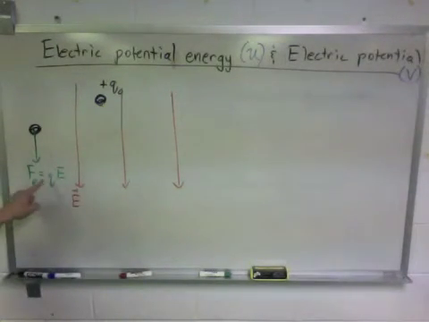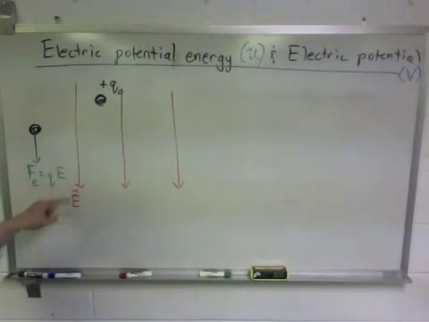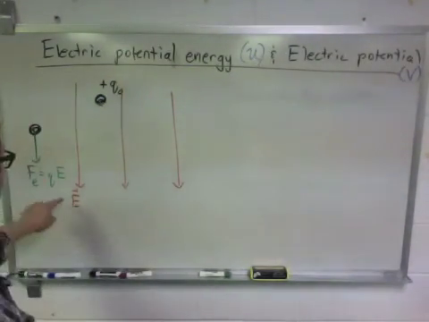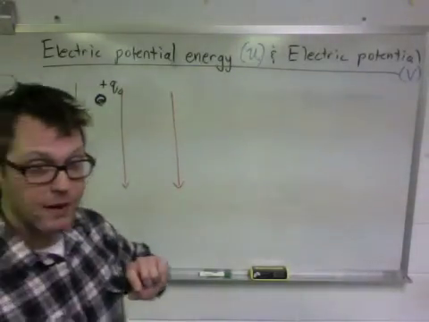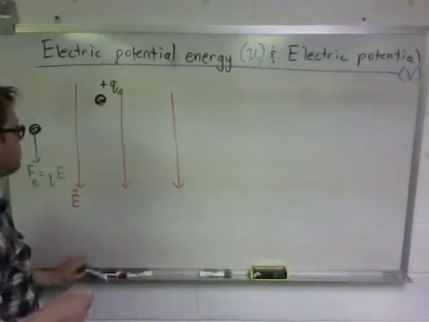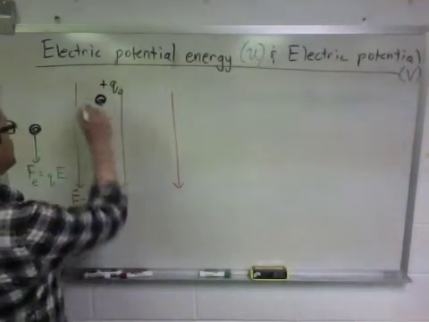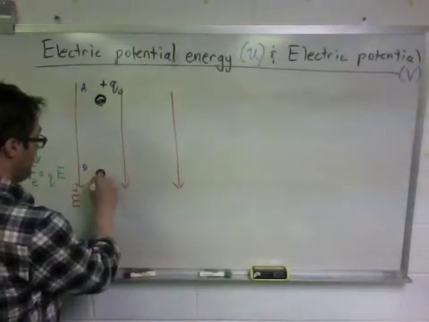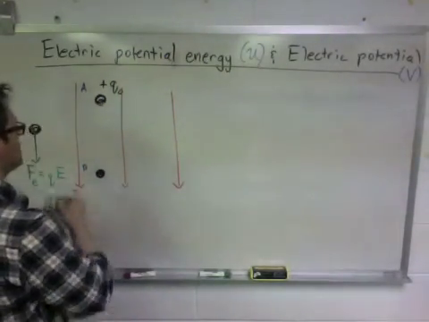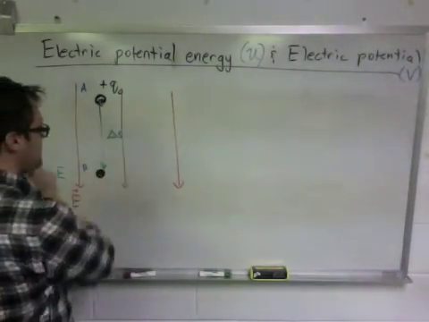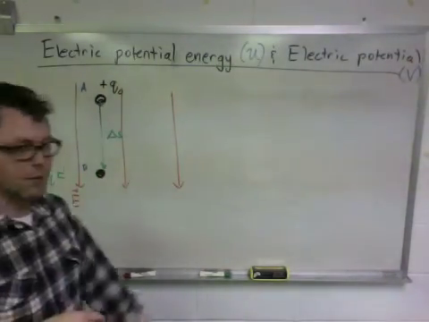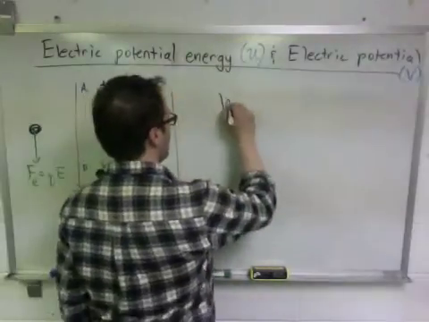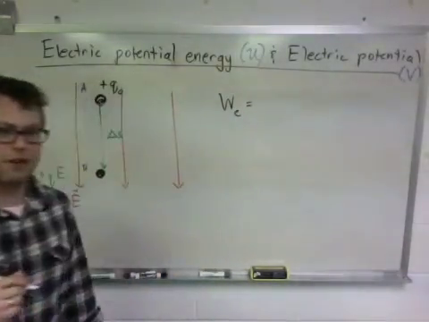So you can see this is completely analogous to mg in the gravitational world, right? Gravity acts on masses. Electric fields act on charges, right? But the idea is very similar. And so if I release it from this initial position A, and I allow it to descend to some final position B through some vertical displacement, which I'll call delta S, to be consistent with your book, then again, we can calculate the work done by the electric force.